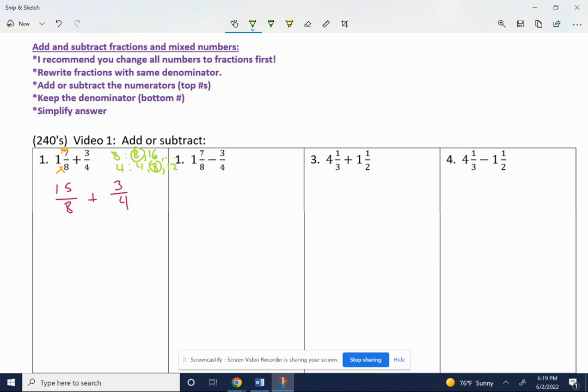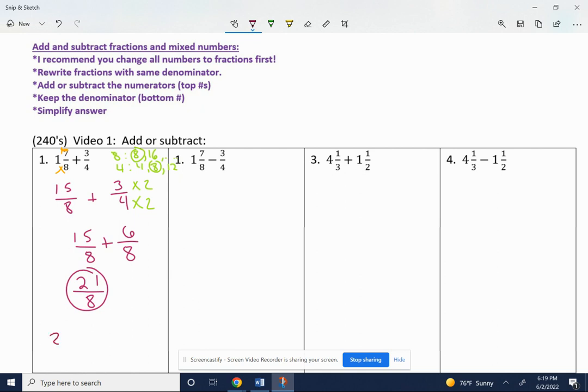To get 8 in the second fraction, we don't have to get 8 in the first fraction, we already have it. To get 8 as the denominator of the second fraction, we're going to multiply by 2, so we have to multiply the top by 2. 3 times 2 is 6. 4 times 2 is 8. So we end up with 15/8 plus 6/8. Once we have the same denominator, just add the 15 and the 6 is 21, and keep the 8. 21/8 is a perfectly good improper fraction answer because it's reduced.